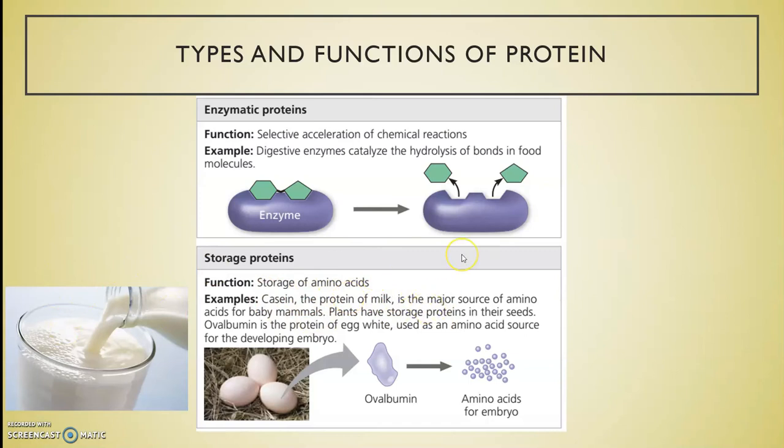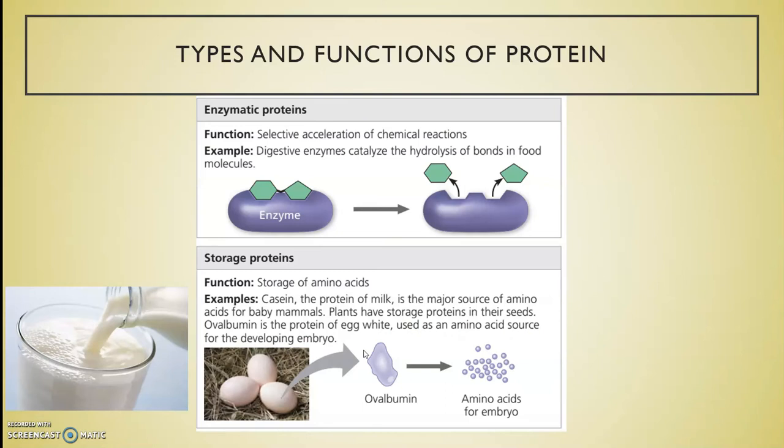Through the gatas, kasi hindi pa naman nakakakain ng solid food ang mga baby, di ba? Kaya yon, in the form of liquid, milk. So, for the plants naman, meron din silang storage protein sa kanilang mga seeds. Ito pa rin yung ovalbumin. The protein of egg white is used as the amino acid source for the developing embryo.